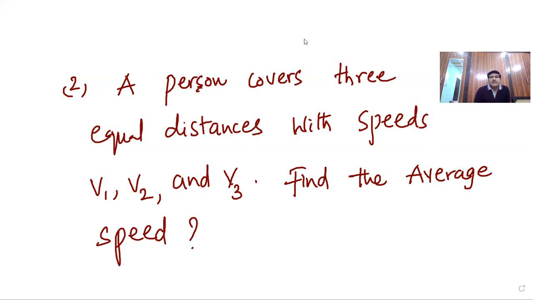Have clarity in this case. A person is covering three equal distances. Though the distances are equal, the speeds are varying. First distance at v1, second distance at v2 speed, third distance at v3 speed. Now we need the complete average speed. Clear? Now let us solve the problem.